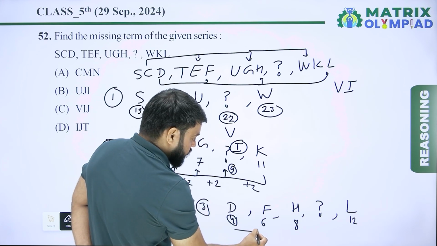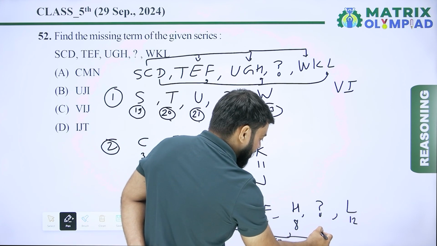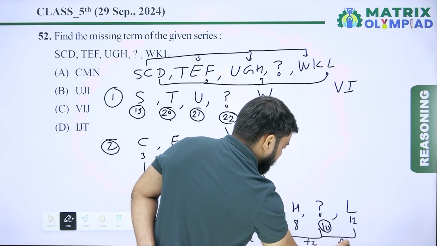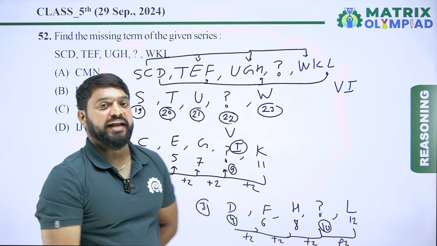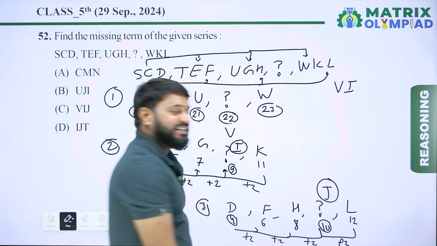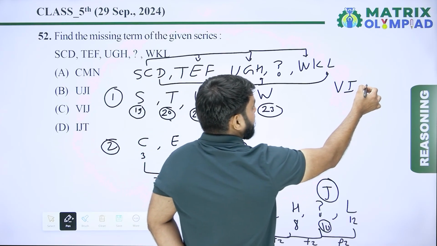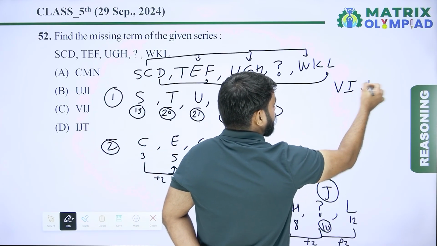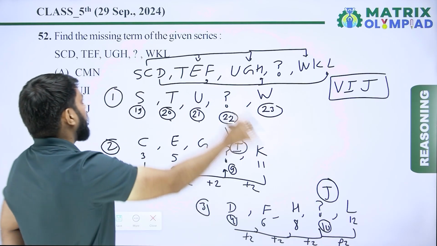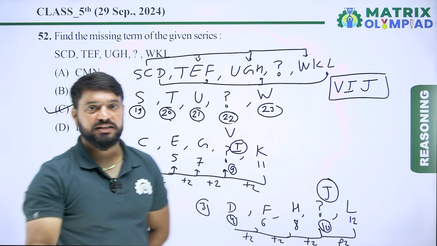So 4 plus 2 is 6. Now 6 plus 2 is 8. Similarly, 8 plus 2 is 10. Now 10 plus 2 is 12. So 10 means J, because the place value of J in the English alphabet is 10. So the third letter of the missing term is J. So VIJ is the missing term of the given series. So here option C is the correct answer of this question.